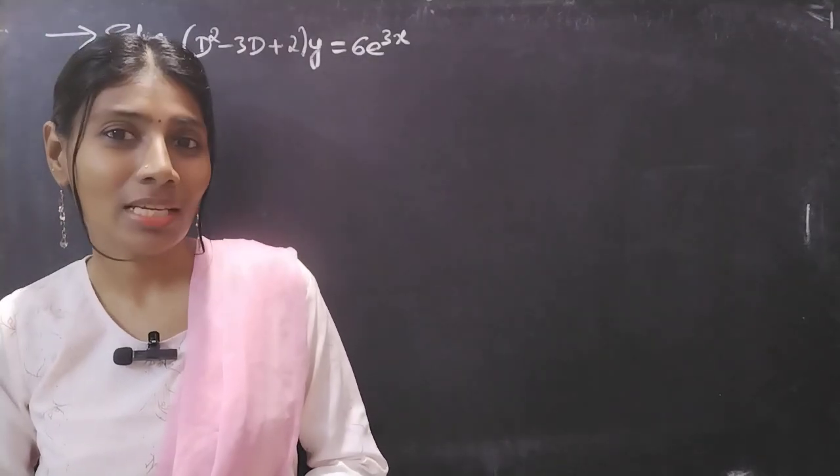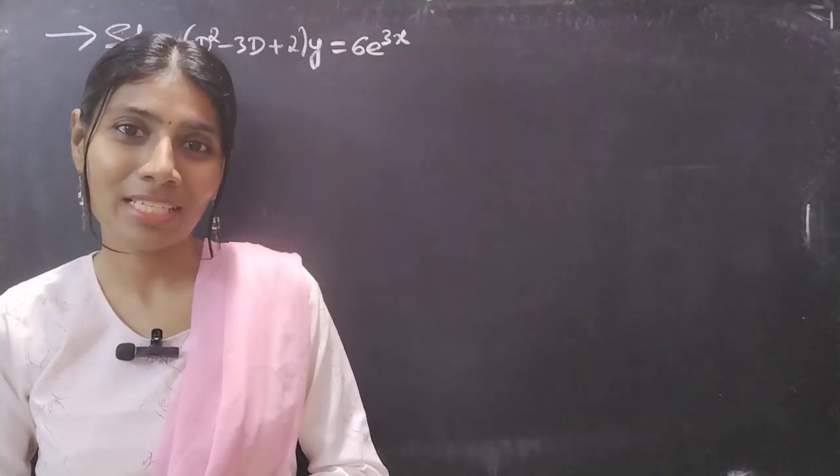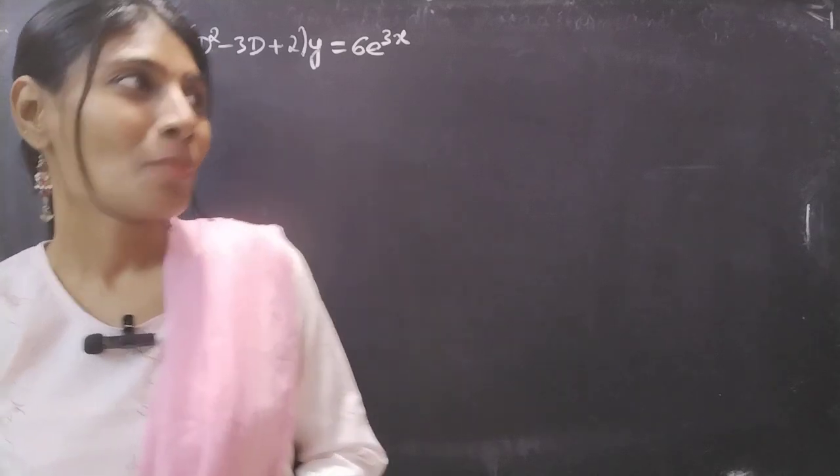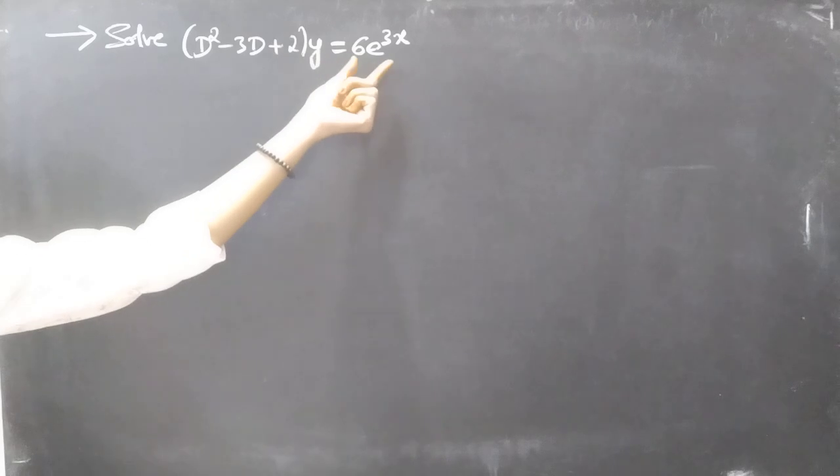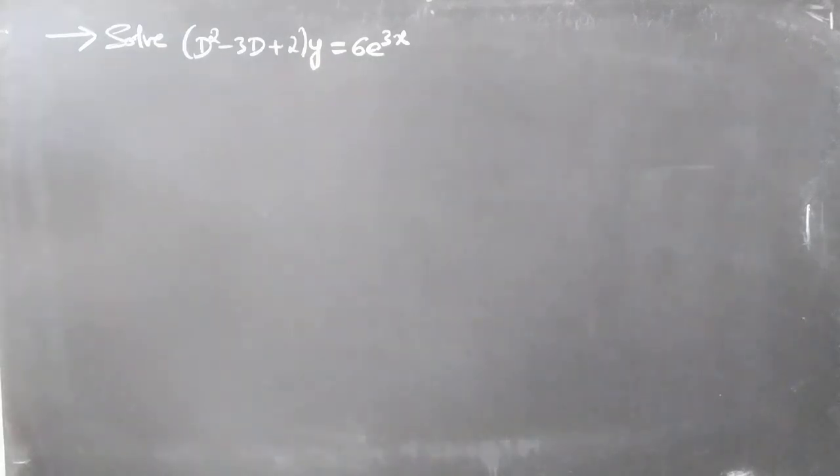In this video, we're going to see a problem using the method of undetermined coefficients. So let's get going. Problem: solve (D² - 3D + 2) y = 6 e^(3x).